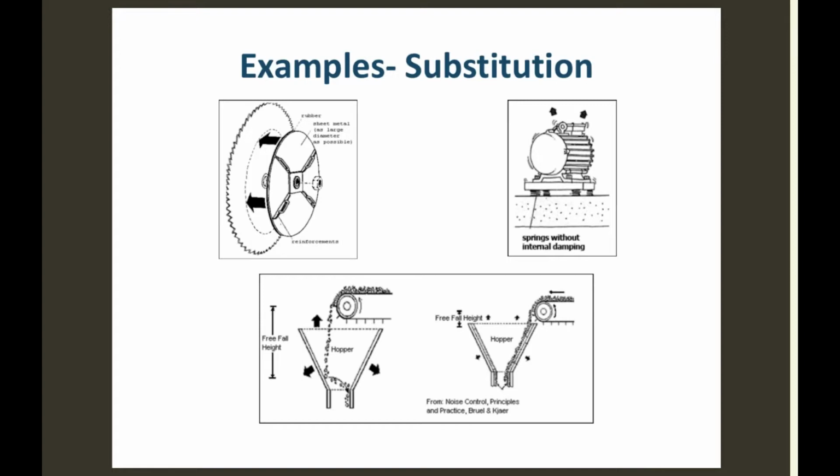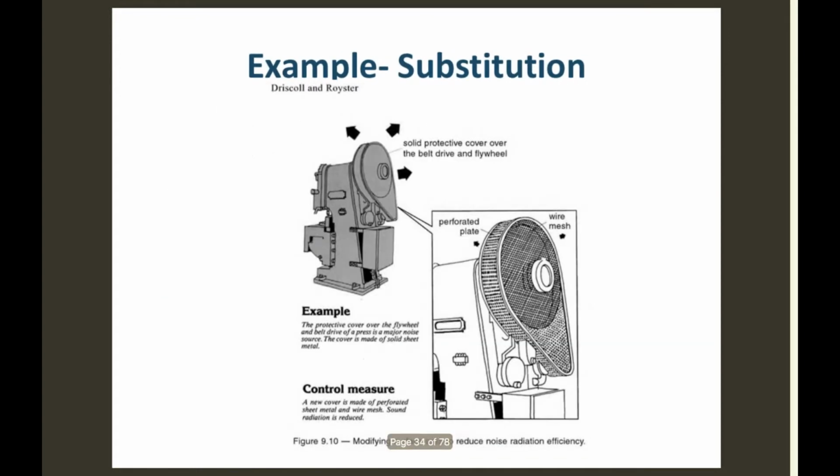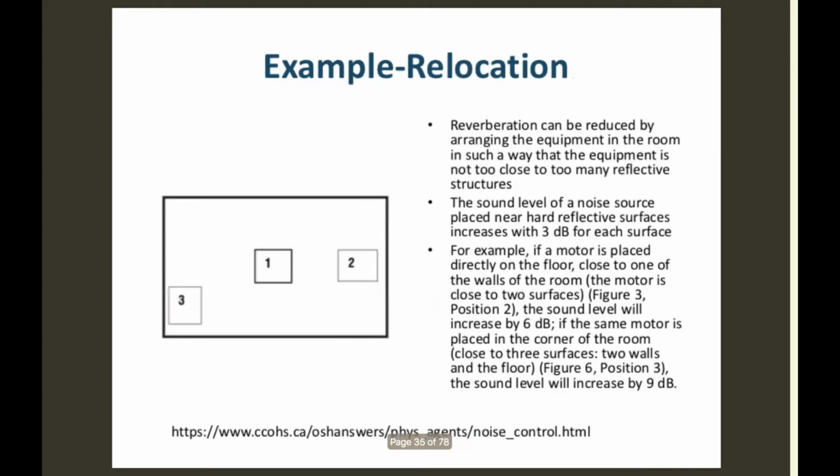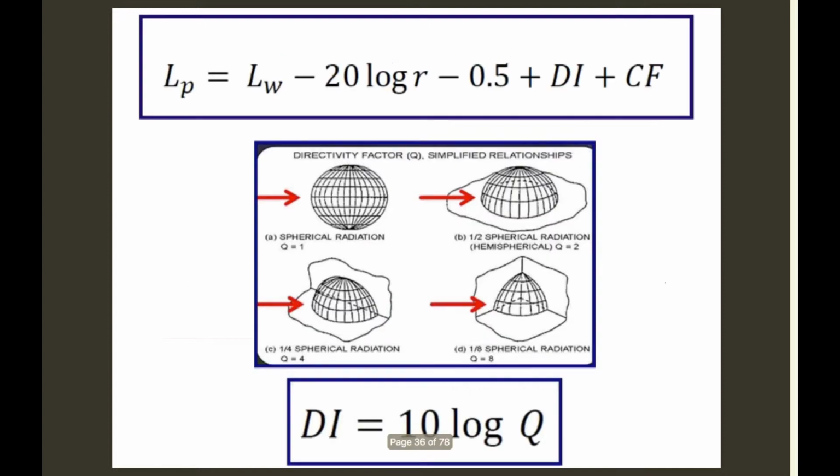So here's some examples of modifying the process, the industrial process. Instead of dumping material directly into the middle of a hopper, it runs down the side of the hopper instead. Okay, and here they substituted a mesh belt guard for a solid one. So that helps attenuate the noise a bit as well. Relocation, move the equipment further apart or into areas where you can control it even better.